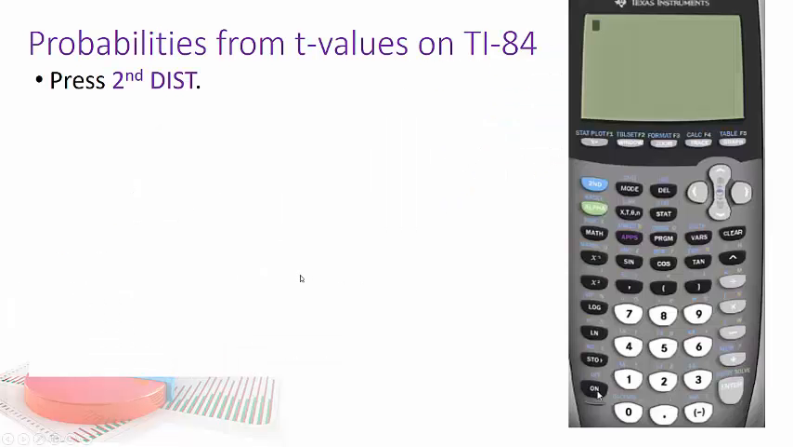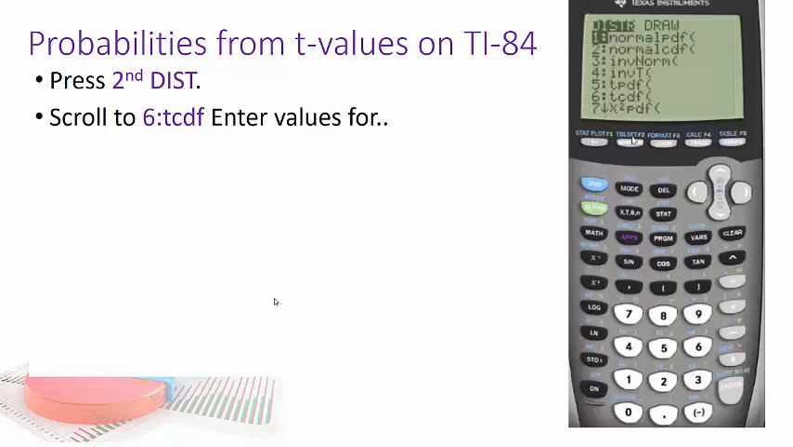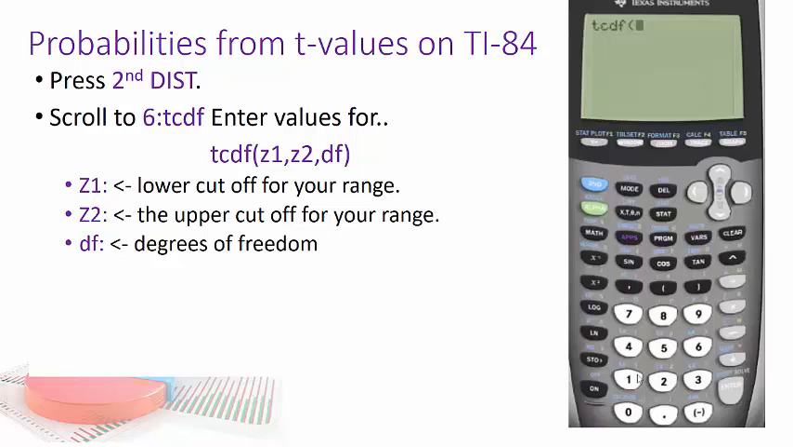So if you want to get a probability given a t-value, now remember a t-value is a lot like a z-value, except it's for the student's t-distribution. So it's not for a normal. Z is for normal, t is for the t-distribution. So to do that, you want to press 2nd, distribution. It is a distribution model, right? And you're going to scroll down to 6, tcdf, so T for the t-distribution. And you're going to enter your values in the format of your, kind of like your Z1 and your Z2. I should call that T1 and T2, all right? And then your degrees of freedom.